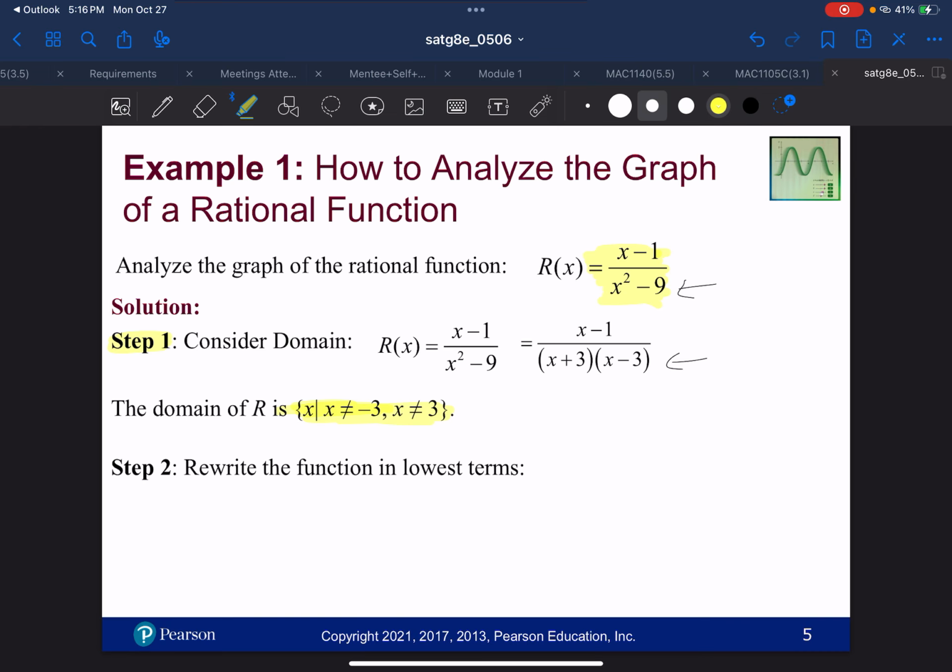Step 2 is we want to make sure we write the rational function in its lowest terms. But this is already written in its lowest terms because we factored it and there were no common factors in the numerator or the denominator. So this is in lowest terms.